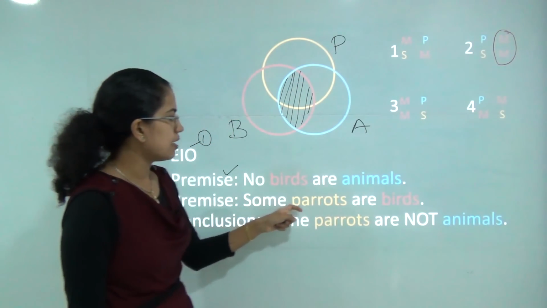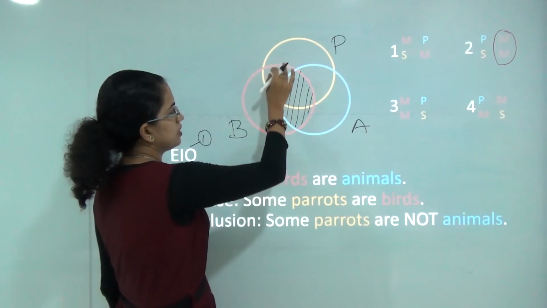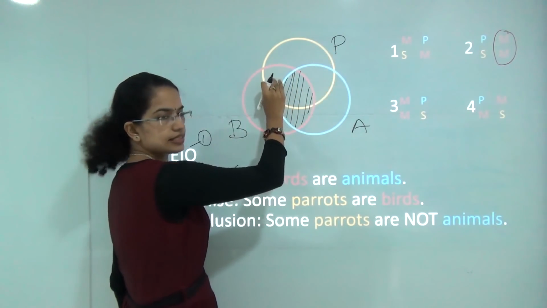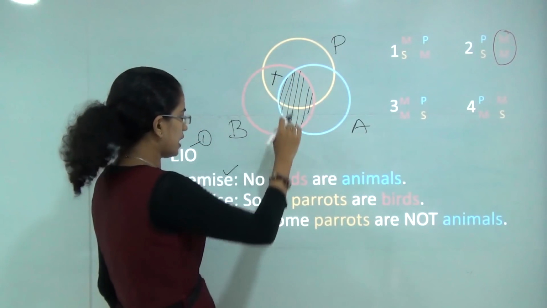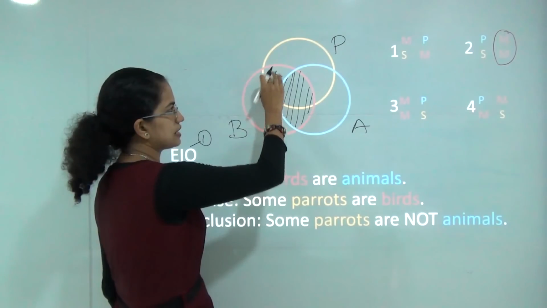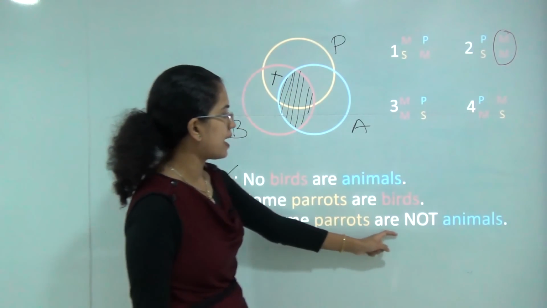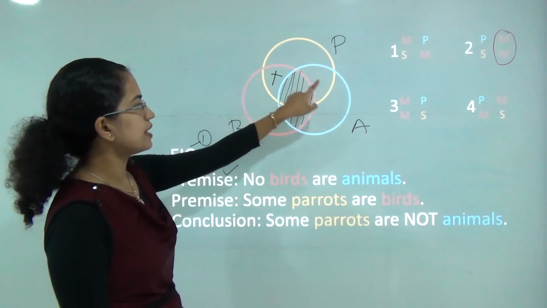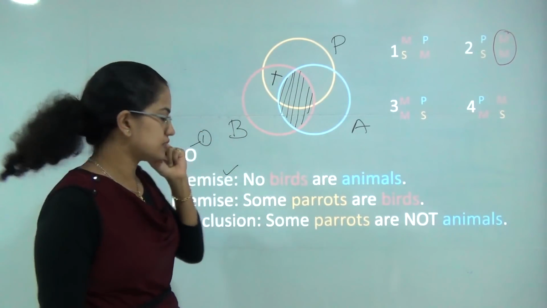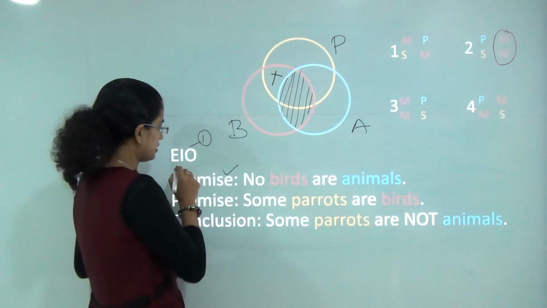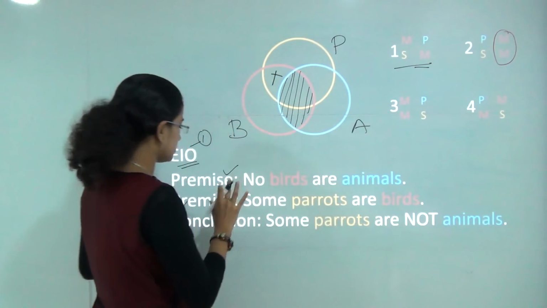Now I say some parrots are birds. So again the same thing comes up. The only intersection that remains between birds and parrots is this, and here I mark some, which we denote by X. So I mark the X here and I say some parrots are birds. That is true only in this region. Now based on this, can I conclude then some parrots are not animals? Definitely some parrots are not animals because they are not lying in this region. So that is again correct. So as we can see in EIO case 1 that we have again discussed, this comes to be true.